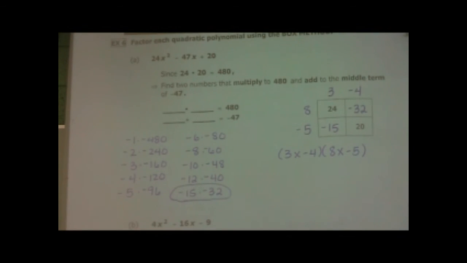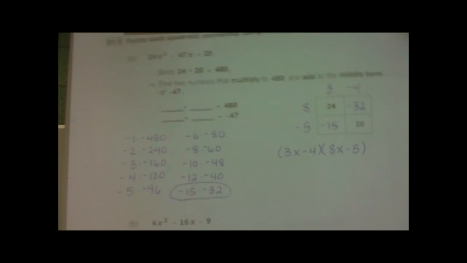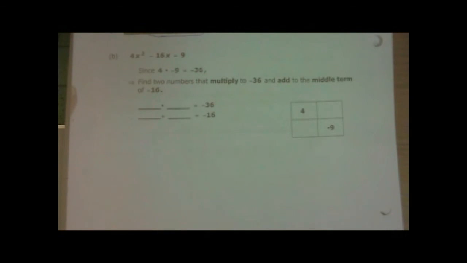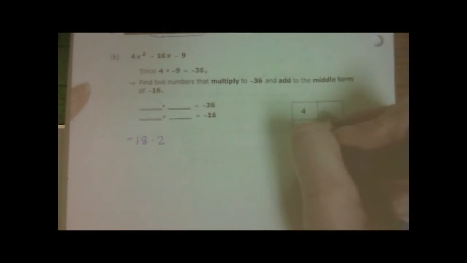One last example for us to try at the bottom of the page. 4x squared minus 16x minus 9. So I'm going to put in my 4 and my negative 9. It multiplies to negative 36. So I need two numbers that multiply to negative 36 and add to my middle number, negative 16. I think this could be an 18 and a 2. So how about a negative 18 and 2? Let's put those numbers in.